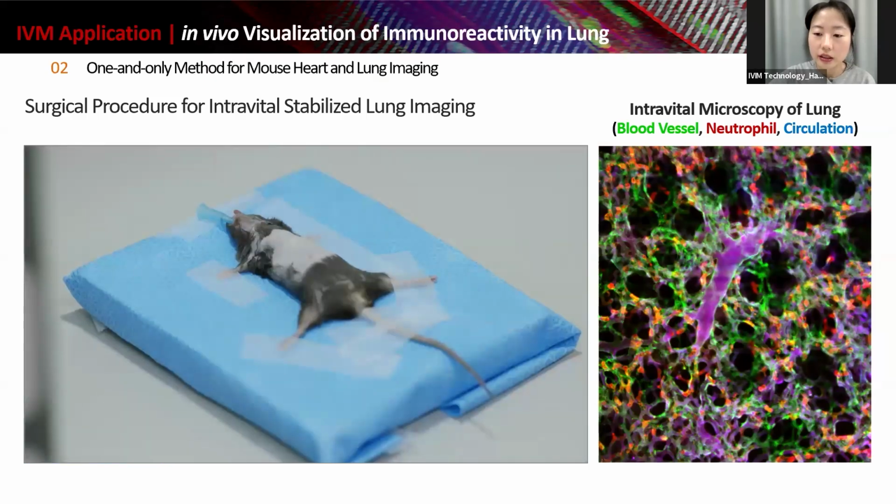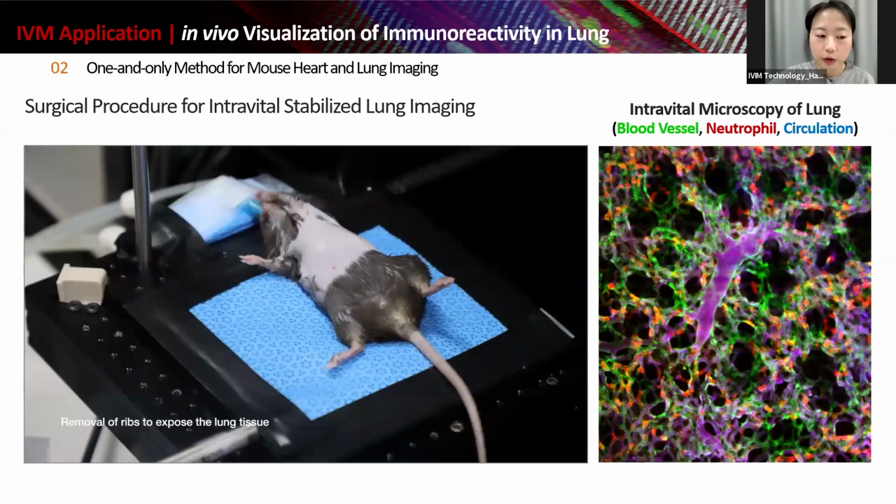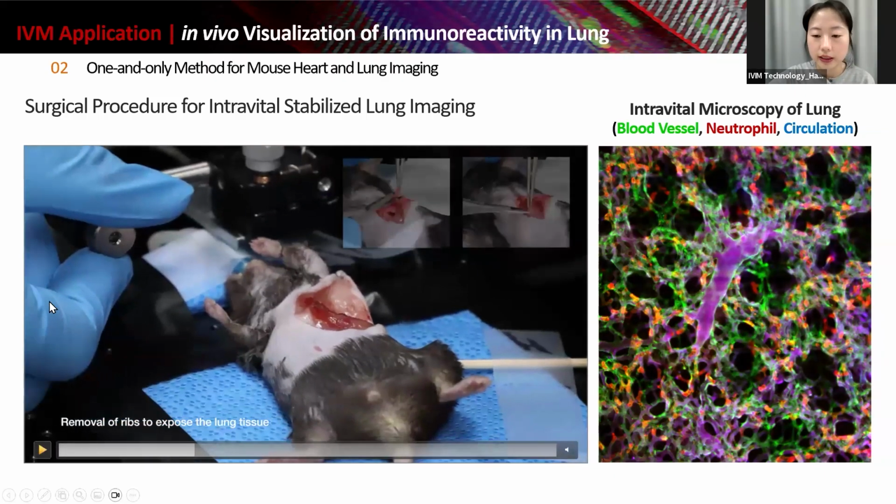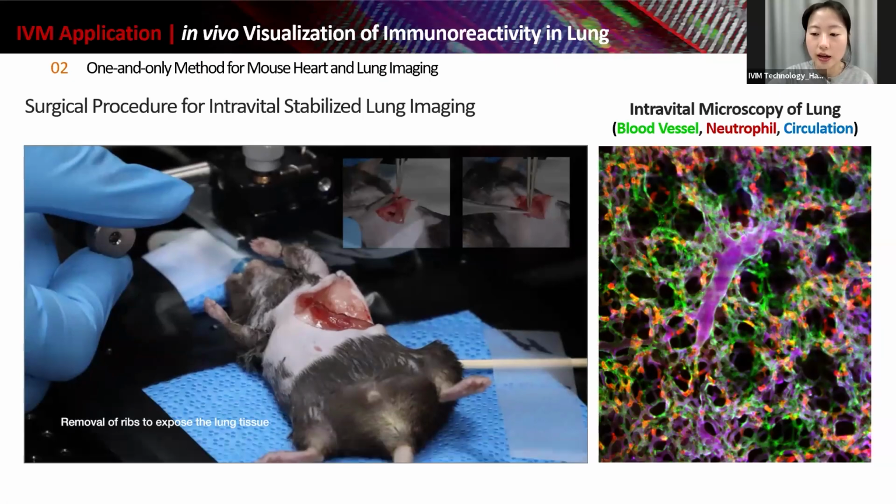Next, I'd like to introduce our approach to intravital imaging of the lung and heart. Traditionally, imaging these highly dynamic organs has required sacrificing the animal, as their constant motion makes live imaging extremely challenging. However, we have addressed this limitation using a simple negative pressure stabilization method.